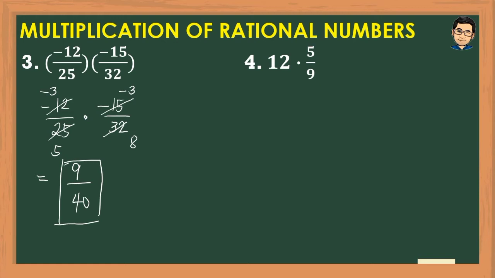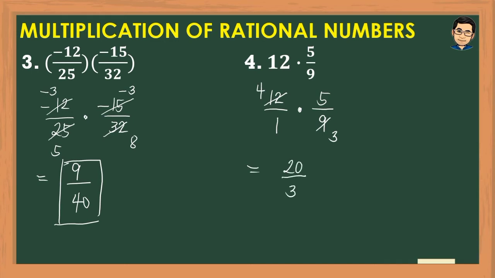Next, what if we multiply a whole number by a fraction? What we will do here is write the denominator of 12, which is 1, and then multiply it by 5 over 9. The GCF of 12 and 9 is 3. We divide 12 by 3, and the answer is 4, and 9 by 3 is 3. Next, we multiply the remaining factors: 4 times 5 is 20, and 1 times 3 is 3.